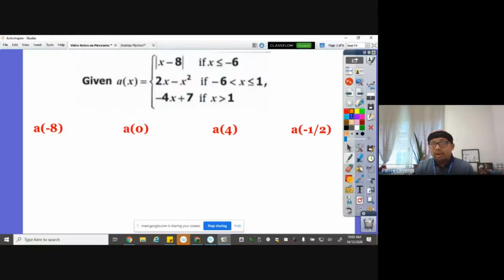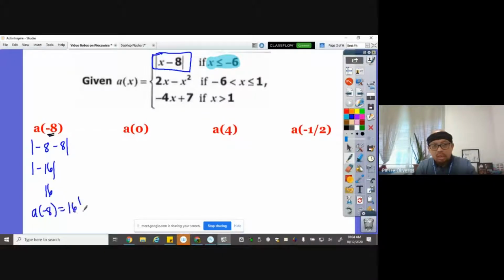Okay, so what do we do here? First, in evaluating a piecewise function, let's look at a of -8, meaning the x value is -8. Where does -8 fall? On the first, second, or third interval? So -8 is less than -6, right? So we will plug -8 into this function here. The absolute value of -8 minus 8 gives us -16. The absolute value of -16 is 16. So therefore, a of -8 is equal to 16.